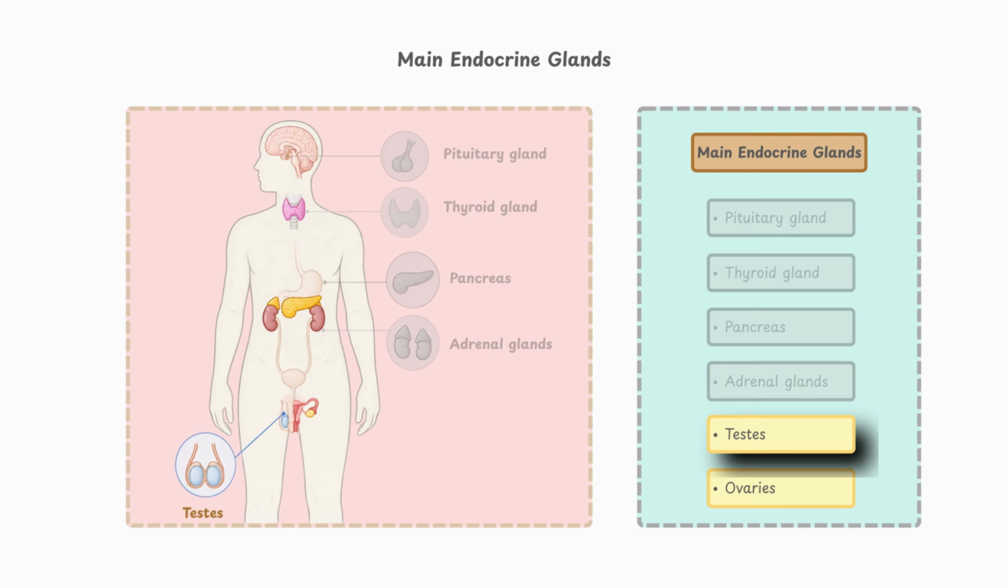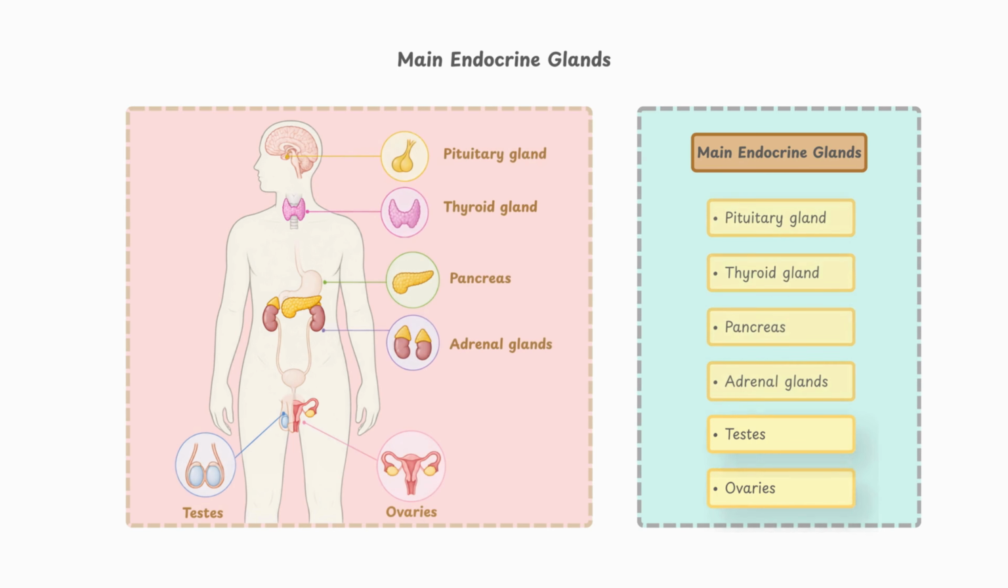The testes produce testosterone, while the ovaries produce estrogen and progesterone. These hormones are important for reproduction, development, and the changes that happen during puberty. So, as we go through the endocrine system, remember that each gland has a specific role, and each hormone acts like a chemical message, helping the body respond and stay balanced.